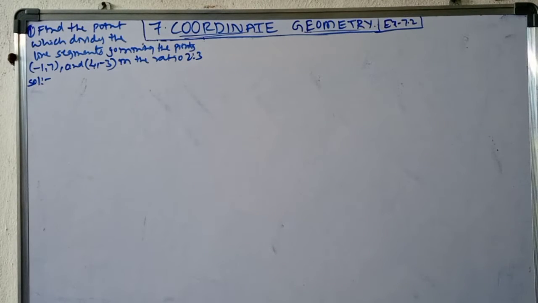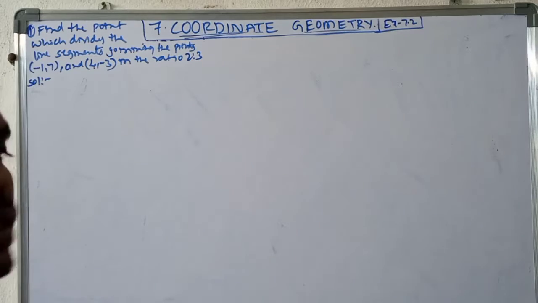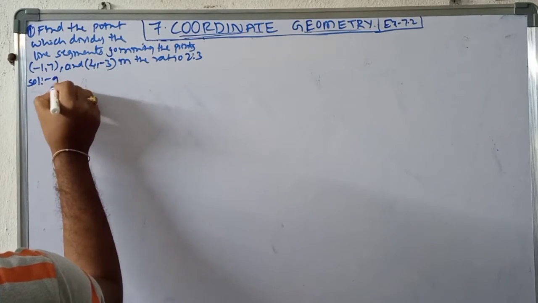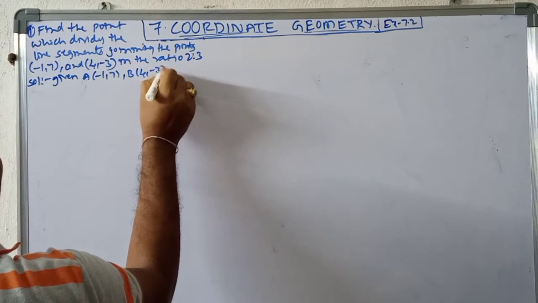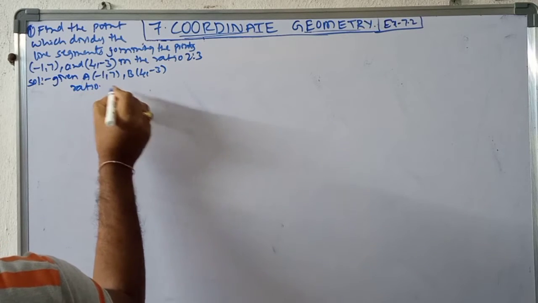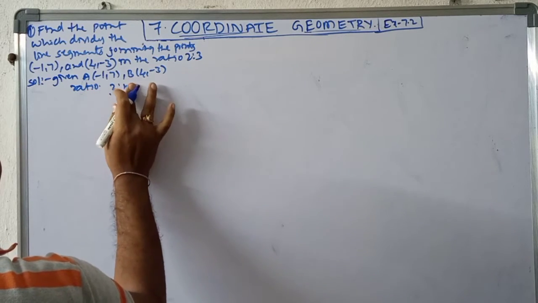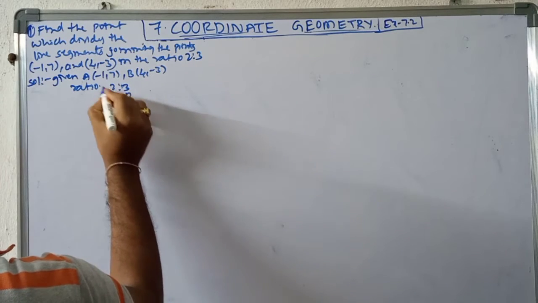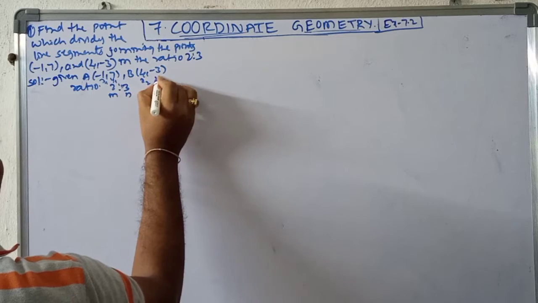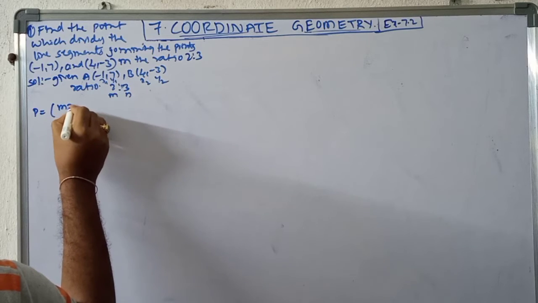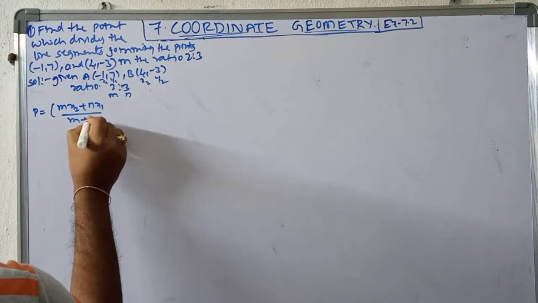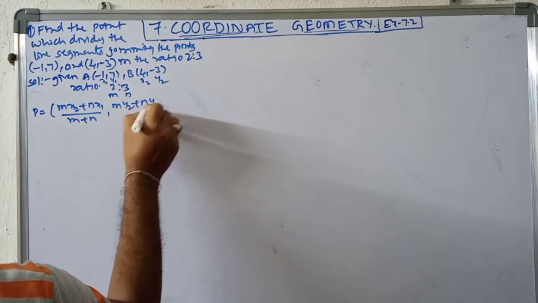Find the point which divides the line segment joining the points (-1, 7) and (4, -3) in the ratio 2:3. So given A(-1, 7), B(4, -3), ratio 2:3, that is m:n. These are x1, y1, x2, y2. So the point P is (mx2 + nx1)/(m + n), (my2 + ny1)/(m + n).